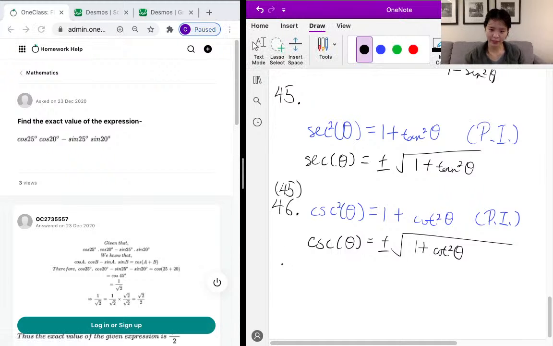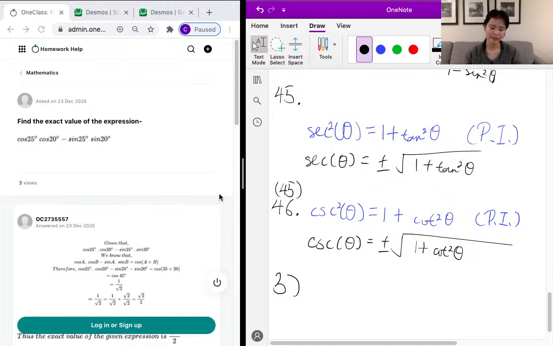Okay, this is another trick problem. We're doing a lot of tricks today. It is asking us to find the exact value of the expression cos 25 cos 20 minus sin 25 sin 20.